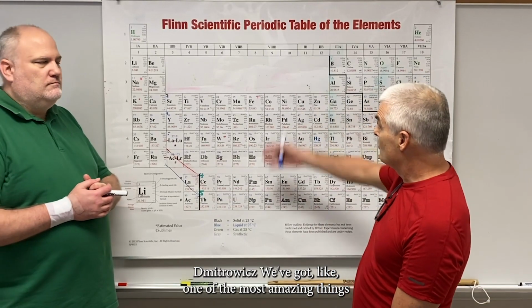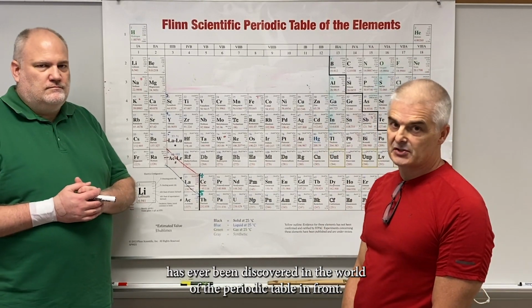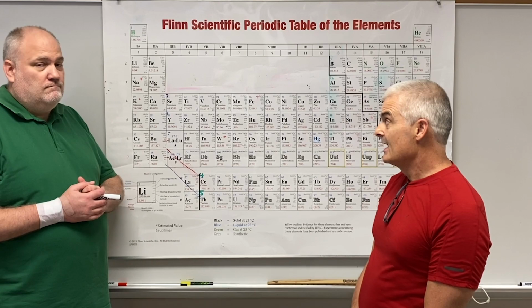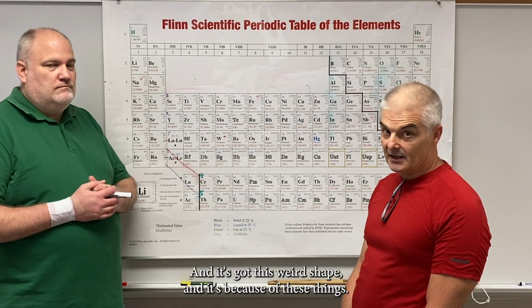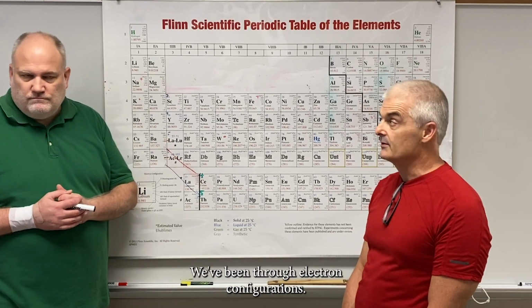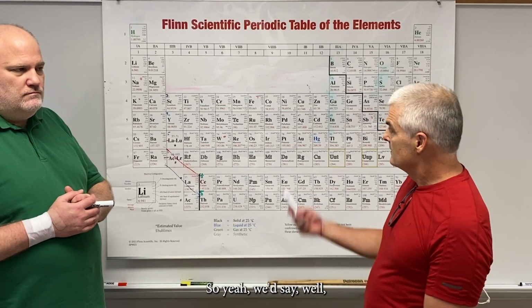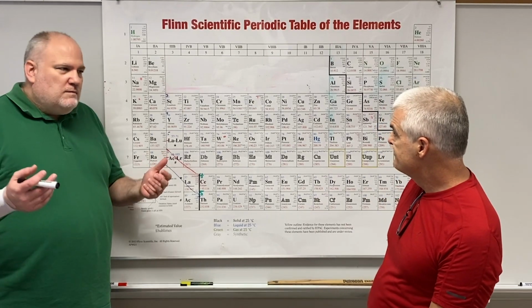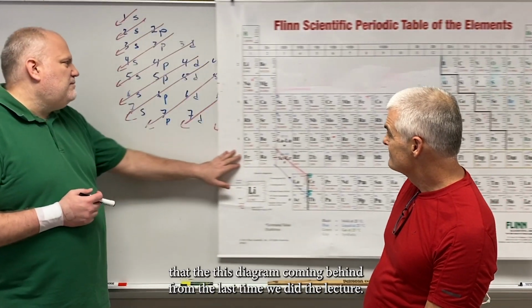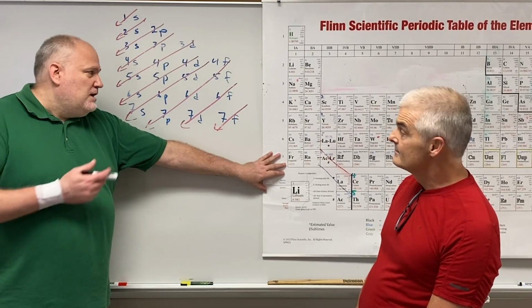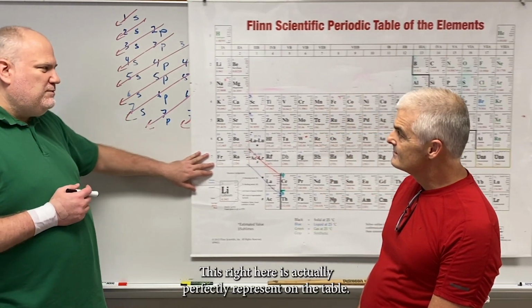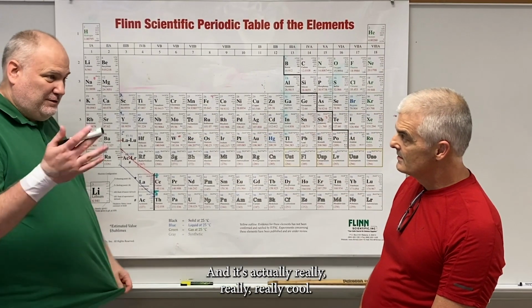Mr. Mitrovic, we've got one of the most amazing things that's ever been discovered in the world, the periodic table, in front of us. And it's got this weird shape, and it's because of these things we've been talking about, electron configurations. So, what say you? Well, this diagram, we have it kind of behind from the last time we did the lecture. This right here is actually perfectly representing the periodic table, and it's really, really cool.